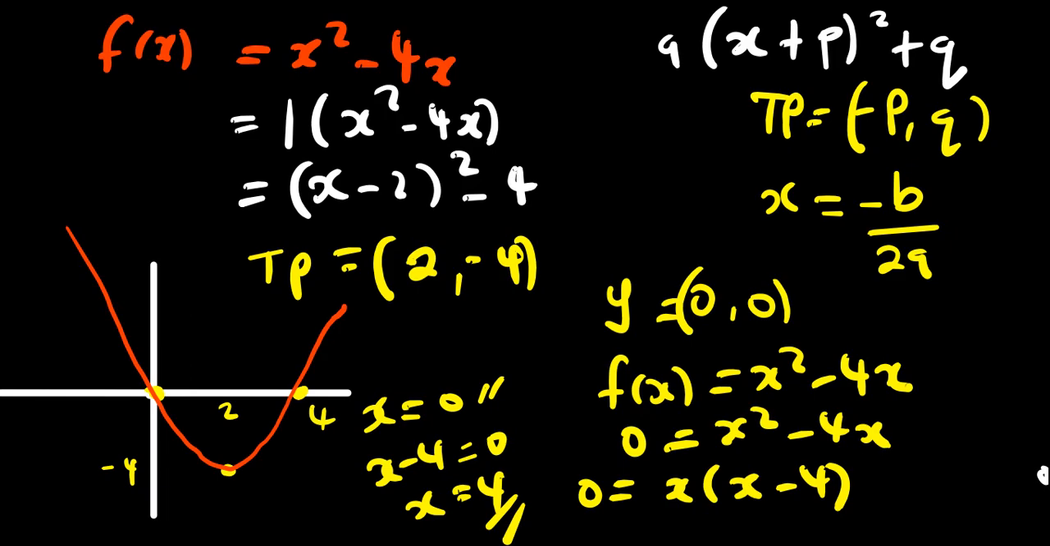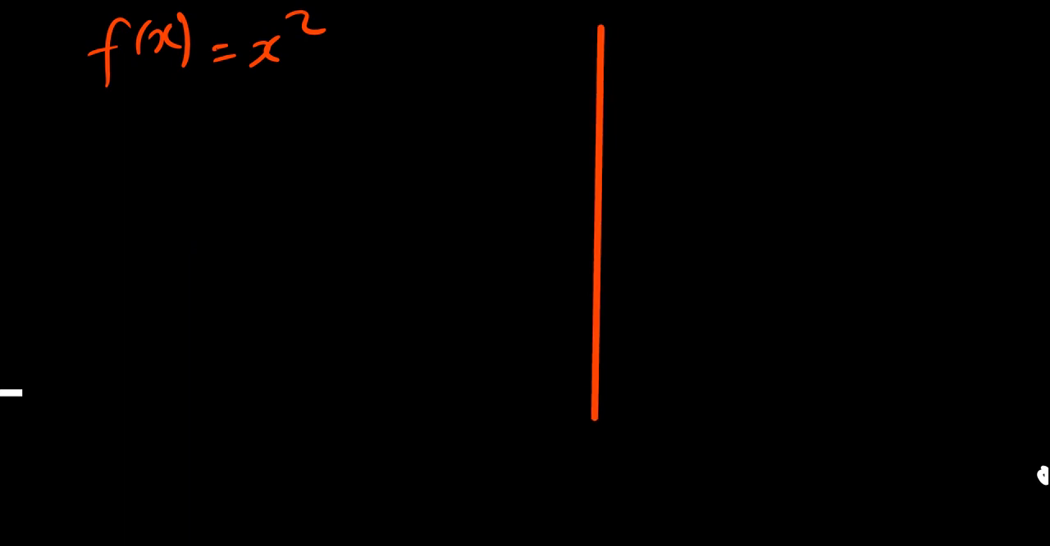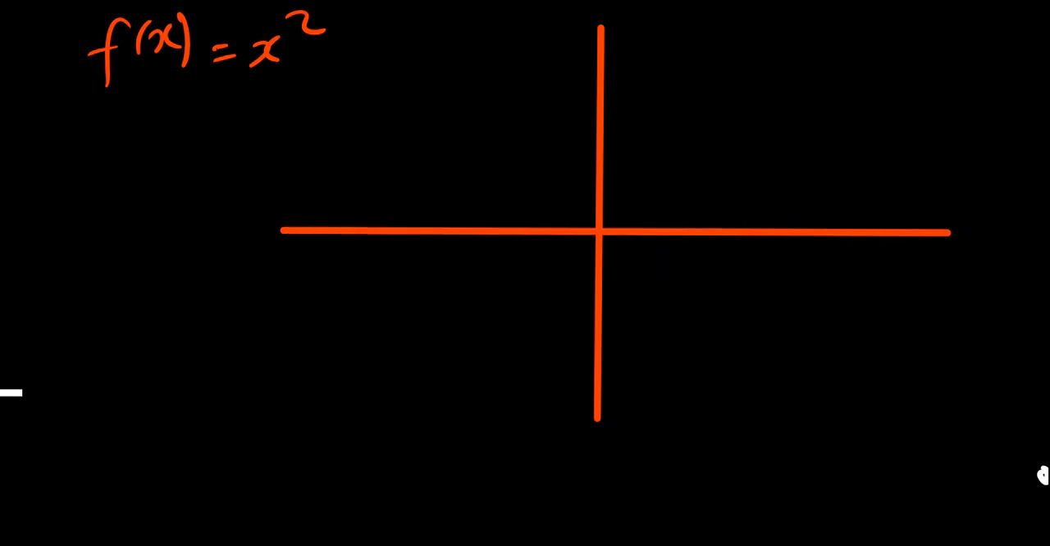Now let's talk about the common combinations that you are going to have on this topic. Let's say they're giving you the graph of f of x equals x squared. Now how are we going to graph this one? Okay, let me just draw one. So how is it going to be?